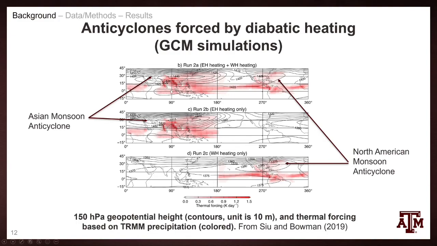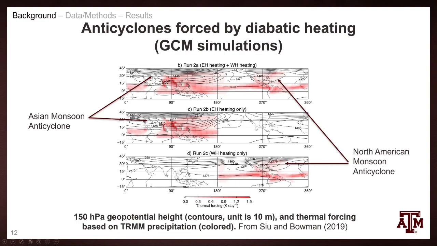And using the forcing derived from the satellites, they were able to show that the atmospheric response in the 150 hectopascal geopotential height shows the anticyclone associated with the Asian monsoon and also with the North American monsoon. And furthermore, if they only force one hemisphere, so for example, in this plot here, they only force the eastern hemisphere, so they only used heating from the Asian monsoon precipitation, then you can see that you only observe the Asian monsoon anticyclone, but not the North American anticyclone.